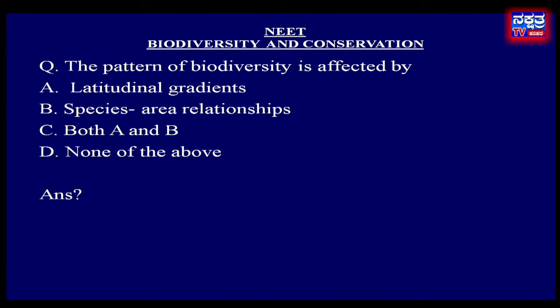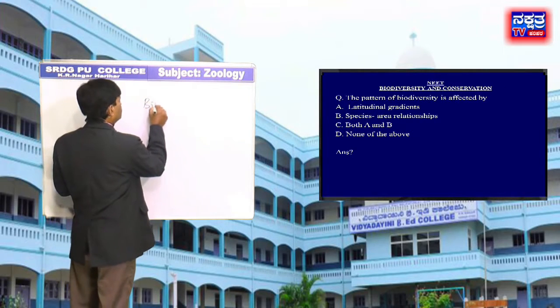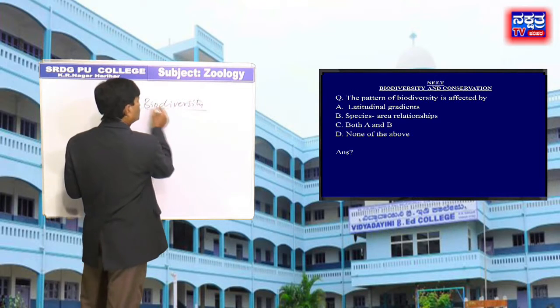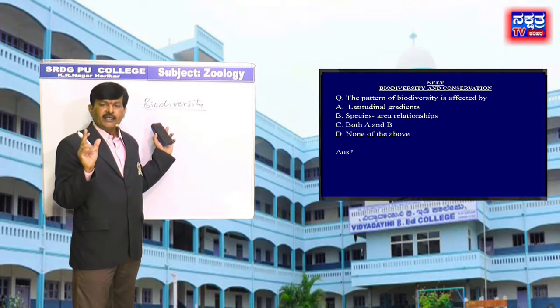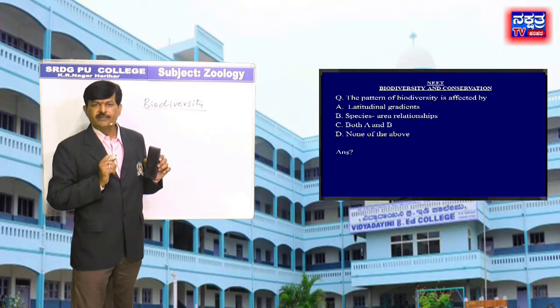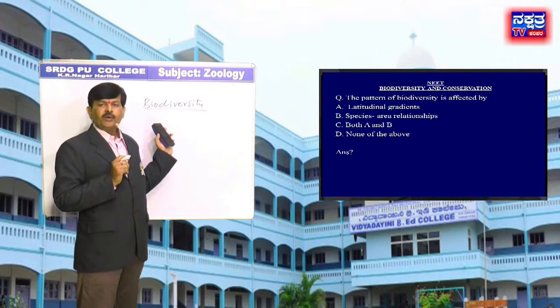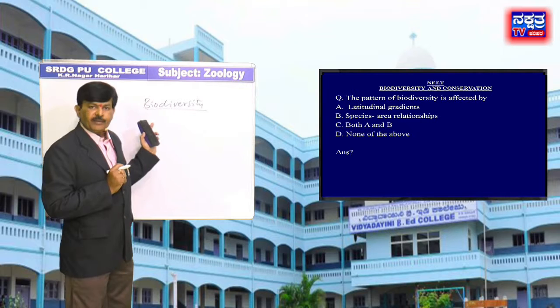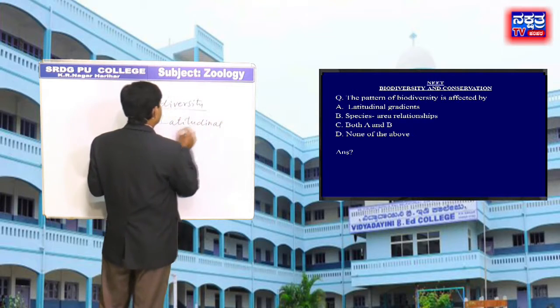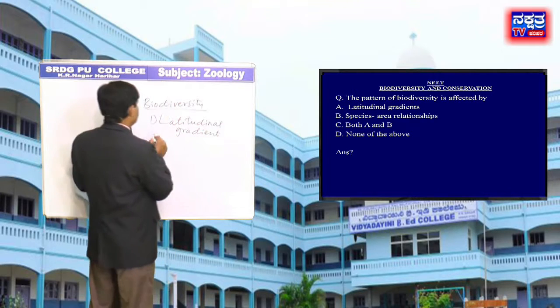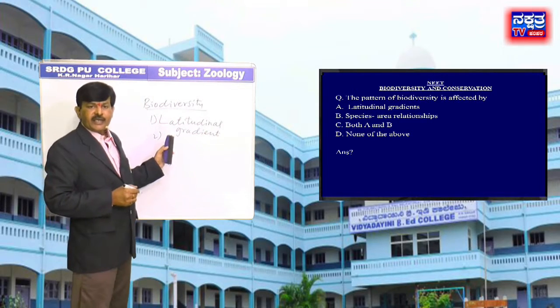Move to next question. The pattern of biodiversity is affected by option A, latitudinal gradients, B, species area relationships, C, both A and B, D, none of the above. As you know about biodiversity, it is the variety observed in organisms at every level of biological organization. Ecologists discovered two broad kinds of diversity patterns. The first is the latitudinal gradient, and the second is called the species area relationships.